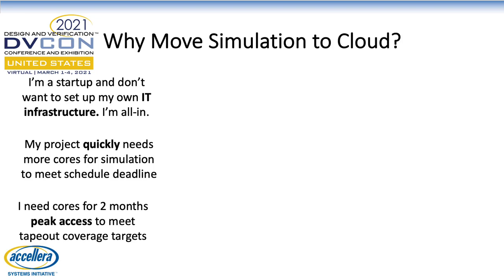The more general use case involves existing customers who have their own on-prem infrastructure who are looking to the cloud for two reasons. The first is for very short-term burst needs, when a project needs more cores for a simulation to meet scheduled deadlines. The other case involves more sustained peak access scenario, where they're looking for a large number of cores for anywhere from 2 to 6 months to meet tape-out coverage targets. This also covers the case where they are looking to expand long-term capacity using the cloud rather than add to their own data centers.